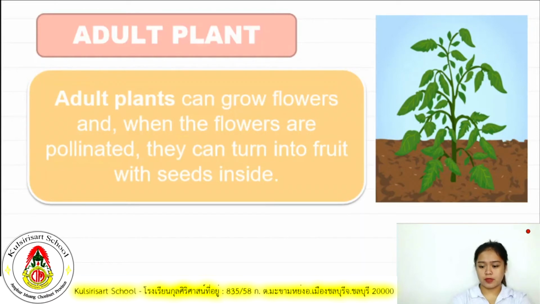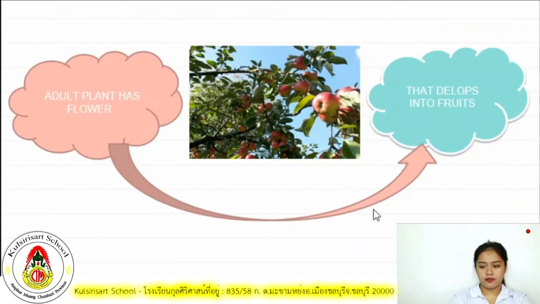An adult plant has a flower that develops into fruits. An apple tree is an example of an adult plant. Did you understand? Very good.